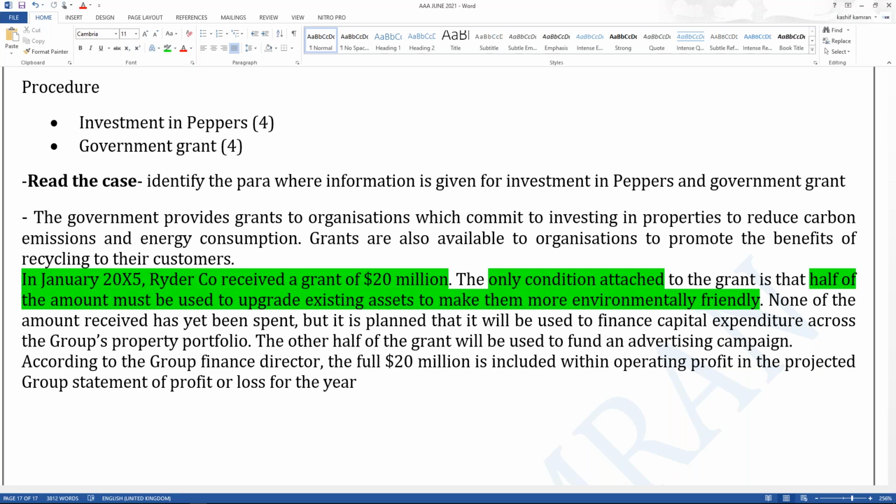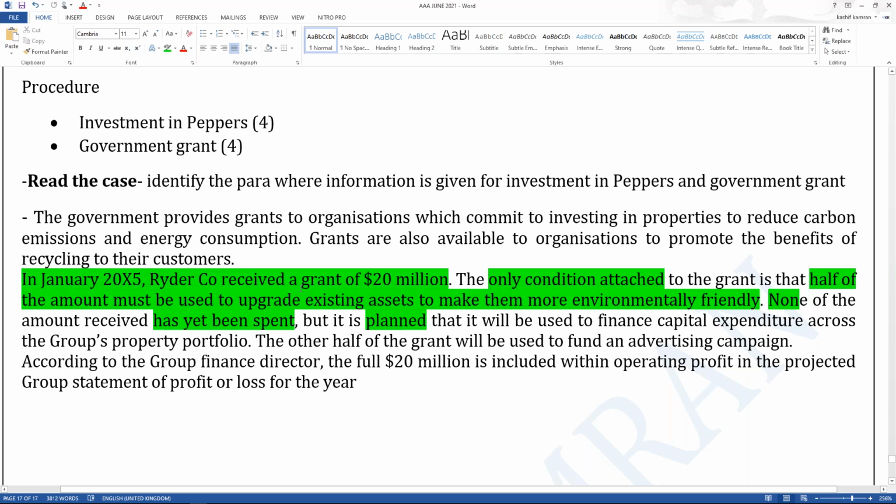None of the amount received has yet been spent, but it is planned that it will be used to finance the capital expenditure across the group property portfolio. So none has yet been spent. I can discuss with management what their intention is, when they need to spend this amount, by what time. They plan to spend it on the capital expenditure across the group property portfolio, but when they spend it, half of that should go to the upgrading of the existing assets, right?